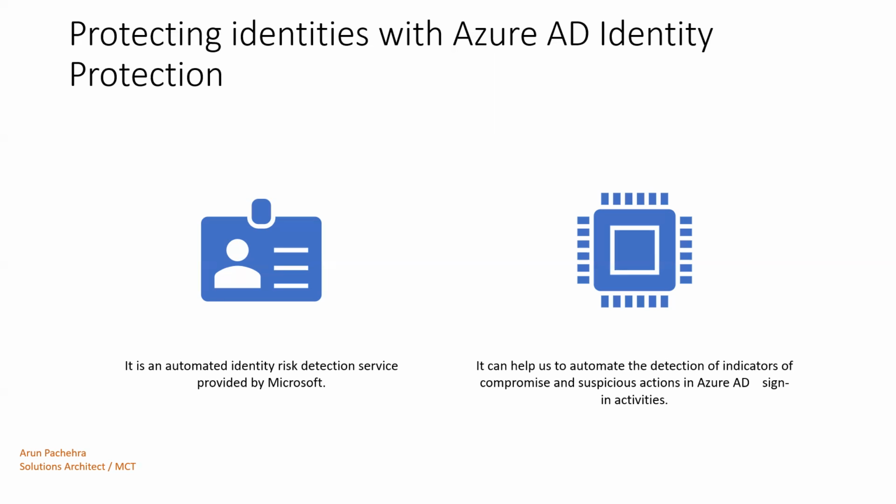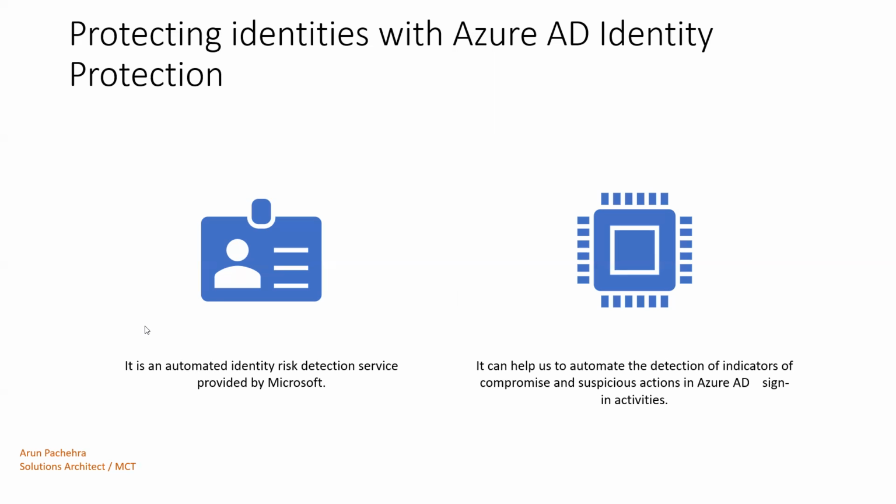So today we are going to understand it from the conceptual basis, then we'll see how to define those policies. So, what is Identity Protection? Well, here is my definition. It is an automated identity risk detection service provided by Microsoft. As you can see, automated identity risk detection, right?